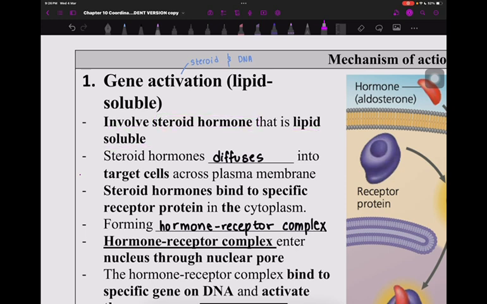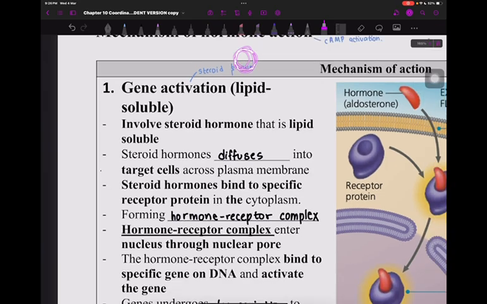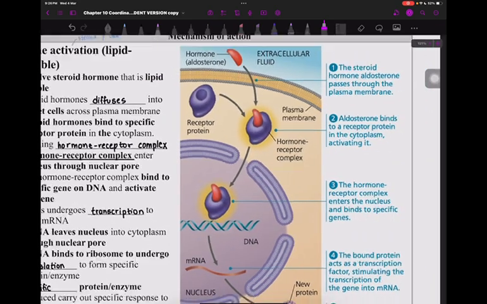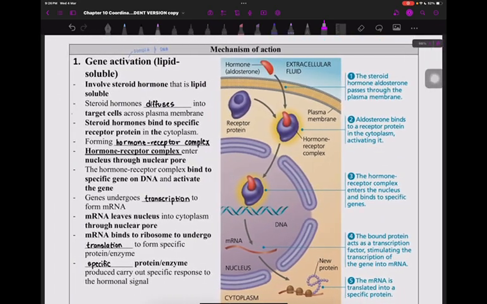Kenapa kita perlu guna steroid hormone yang lipid soluble? Sebab this gene activation, it involves the usage of DNA. So DNA tu kalau kamu tengok dalam gambar aja di sebelah, dia ada di dalam nukleus. And nukleus tu dia ada di dalam cytoplasm. And in order for us to access the DNA, hormone ni dia kena diffuse into the cytoplasm dulu, so that the next reaction will occur.